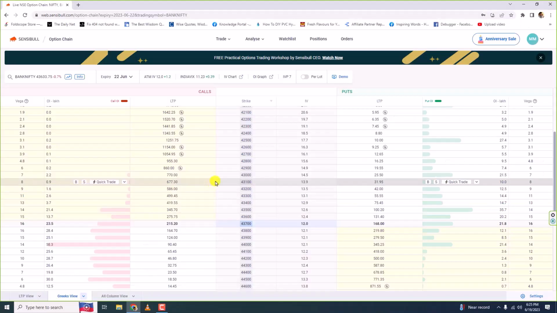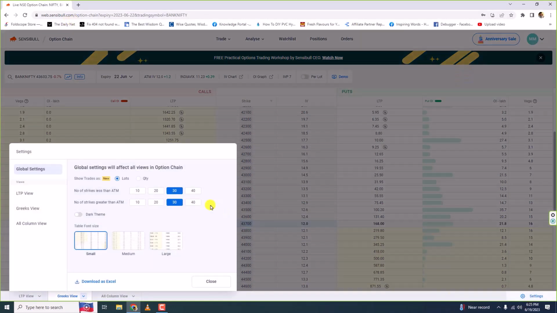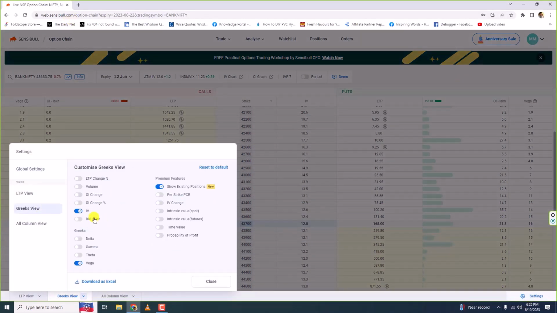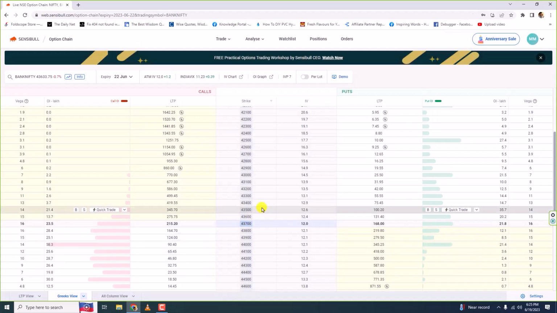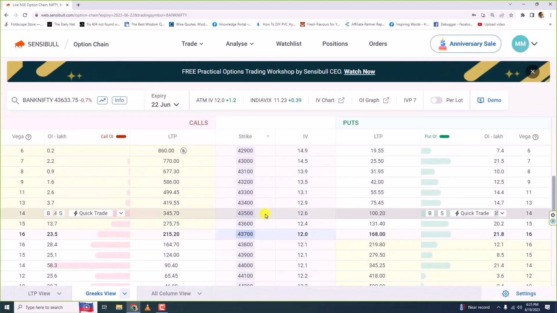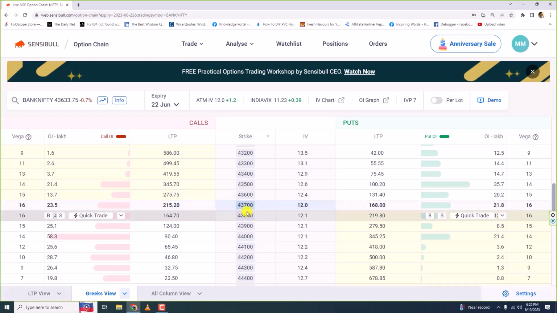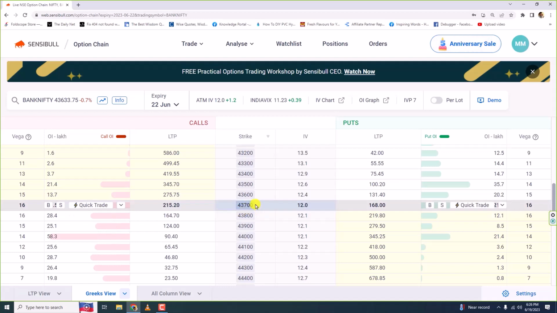Okay. Alright. So, I am on the Sensibull platform, and in the settings, in the Greeks view, I have turned on IV and Vega. Rest everything is turned off. Now, let me zoom in so that you can see better. Okay. So, 43,700 is at the money. By the end of today's trading session, this was at the money. Now I have turned off per lot here.